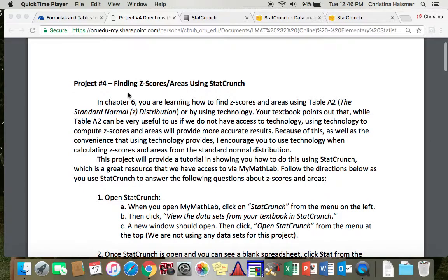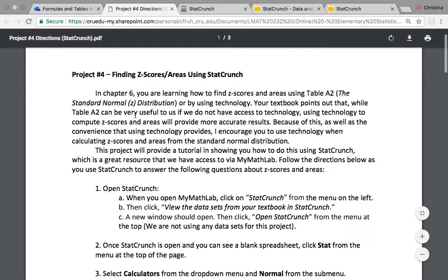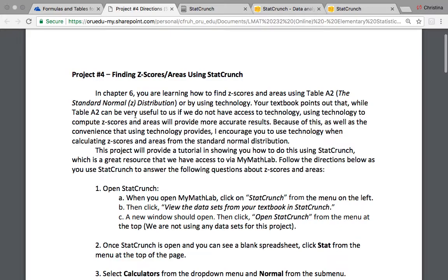Hello everyone. I wanted to give you a little bit of extra directions for Project 4. So I'm just going to walk through some of the examples with you, but I'll be taking everything that I'm talking about from the directions that I provide for you for Project 4.